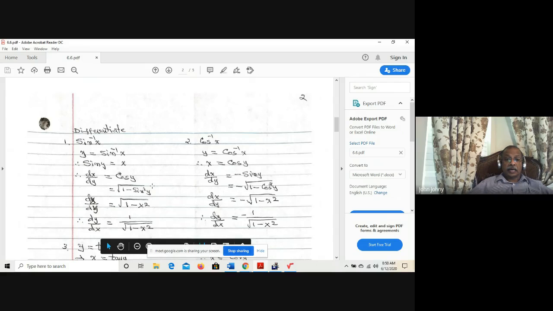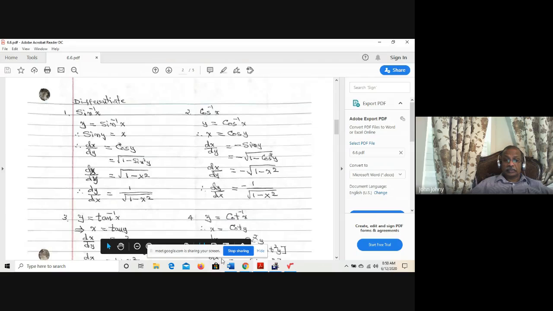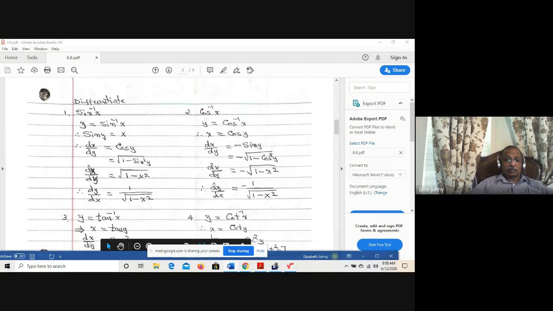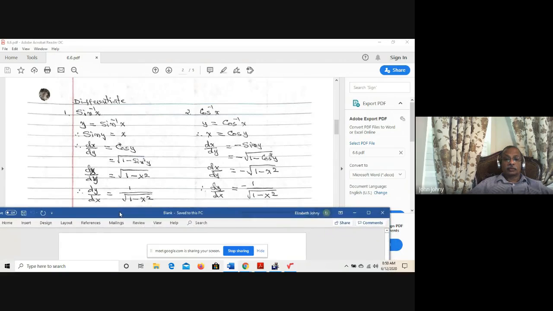Sin y is x, and therefore, dy over dx is 1 over square root of 1 minus x square.